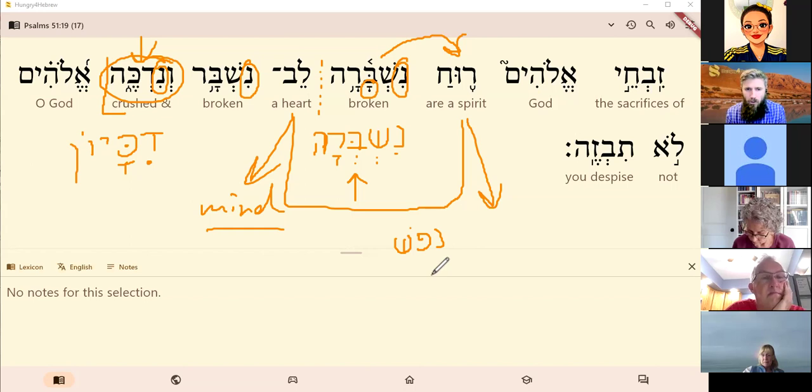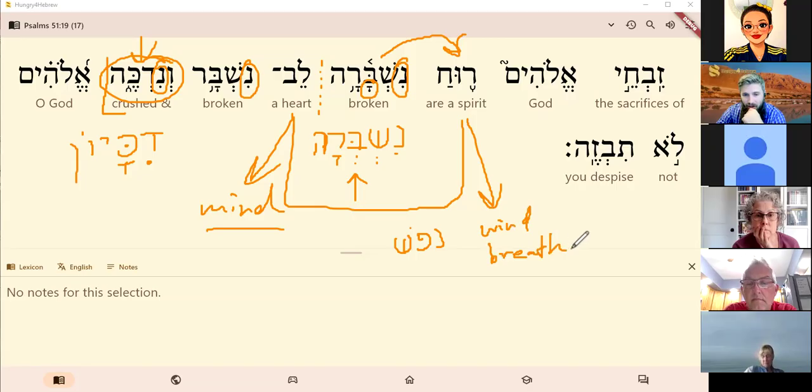So what are we supposed to do with ruach? Spirit. Spirit, breath. Could be wind. All right, so wind and breath and this word spirit, which actually just means wind and breath. So what are we supposed to do with that? What, a broken wind? Sorry. Right, such a dad.